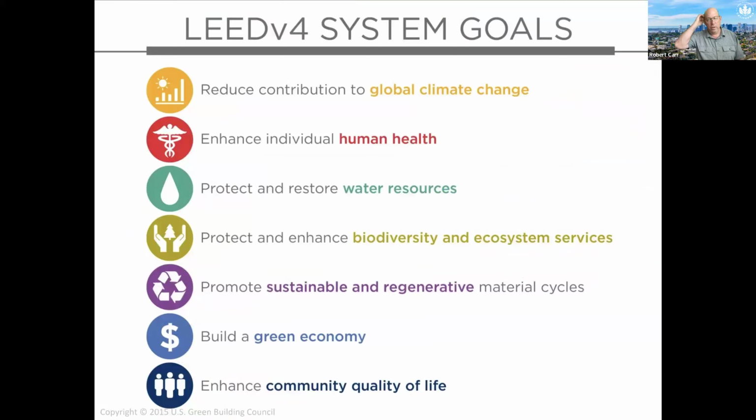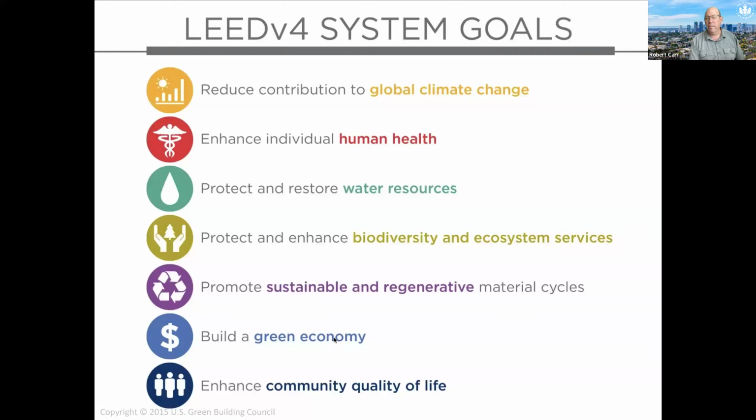So the goal for LEED, and always has been, and LEED v4 is no different, is to reduce the contribution to global climate change. We're talking about CO2 emissions, carbon, and enhancing human health. We spend 90% of our lives in buildings, so it's really important that they have health aspects to them. Protect and restore water resources, and enhance and protect our biodiversity and ecosystems. The built environment really can wreak havoc on those two. Promote sustainable and regenerative material cycles. We're talking about life cycle analysis and repurposing stuff.